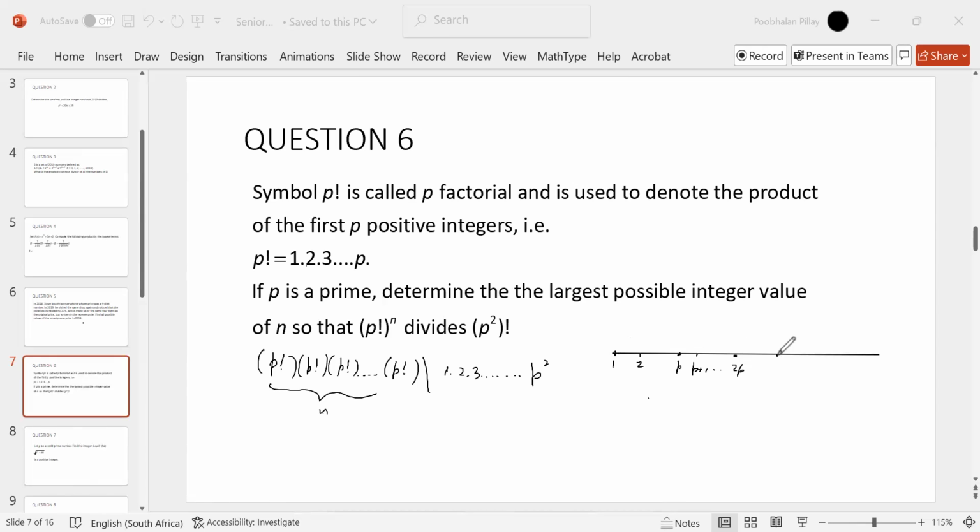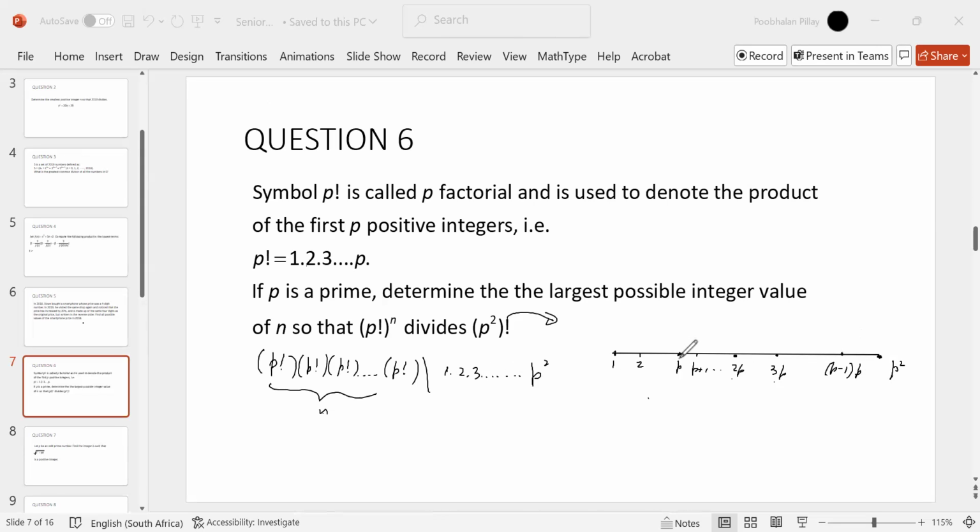And then the next one, you go 3P, that's another group of P, and then it's going all the way up to P squared. We're looking at the right-hand quantity. The one just before that would have been P minus 1 times P. So 2P, 3P, and here you've got P minus 1 times P, and the next one will be P squared. Now, we're multiplying all these numbers.